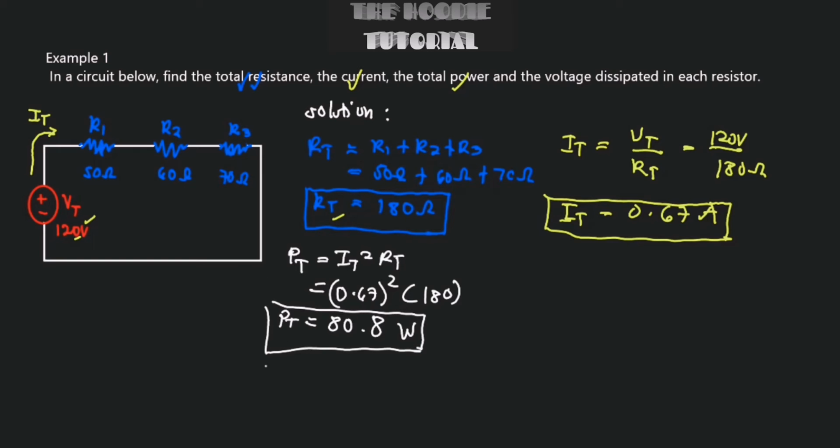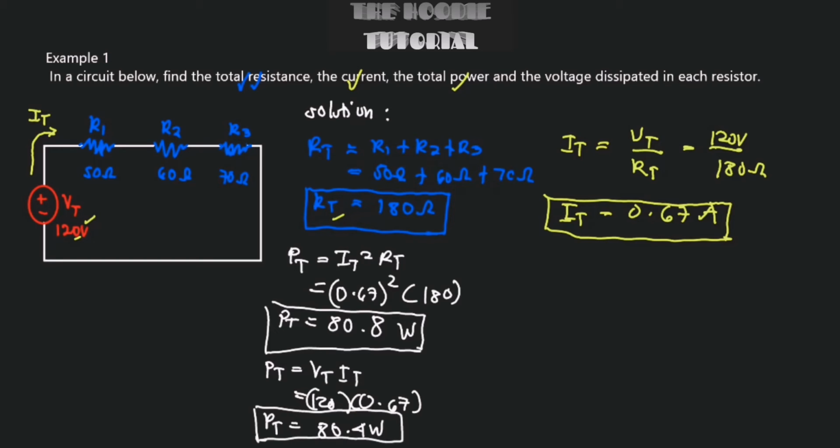If we try to use another formula, PT is equal to VT times IT. So we have 120 volts multiplied by 0.67. Putting that into a calculator, we would have the same outcome, 80.4, which is approximately the same as what we have right here. So we already have the total power. Let's check. And right now we're going to find the voltage being dissipated in each resistor.